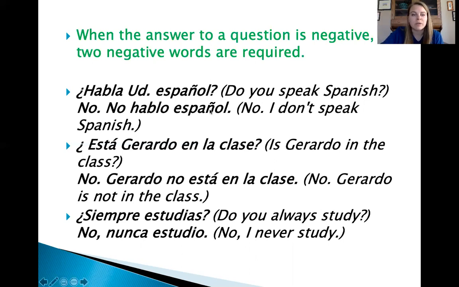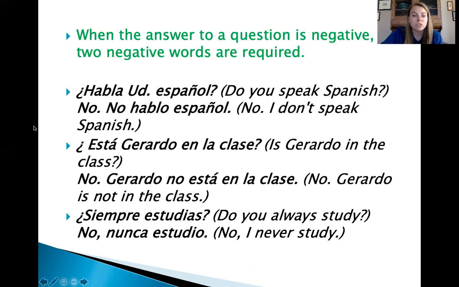And then, for example, in this sentence, no hablo español, saying no, I don't speak Spanish. This no corresponds to this no. And then this no in front of hablo corresponds to this don't. So there's no N apostrophe T in Spanish. There's no apostrophes at all in Spanish. And so if I want to say I don't speak Spanish, I have to say no hablo español. That no hablo means I don't speak. So that all goes together. That's where those two negative words come into play.